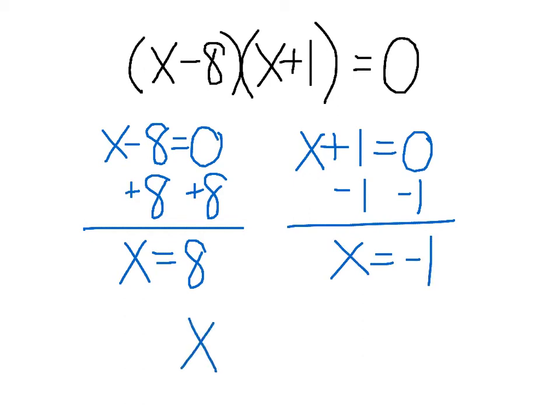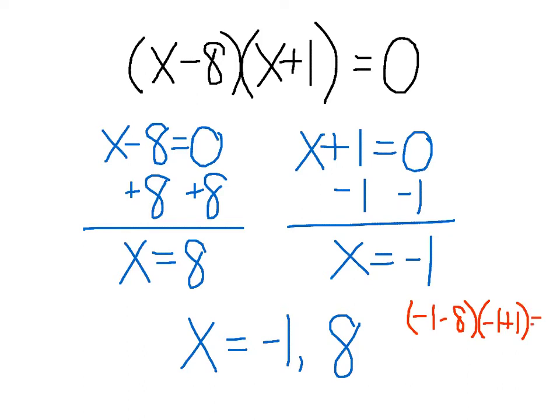Therefore, I know my possible values of x are negative 1 or 8. And if we plug this back in to check, we see that negative 1 minus 8 times negative 1 plus 1 is going to equal 0. Well, negative 1 minus 8 is negative 9, but negative 1 plus 1 is 0, and negative 9 times 0 is 0, so 0 equals 0. So that works. The same thing would happen if you plugged in 8.